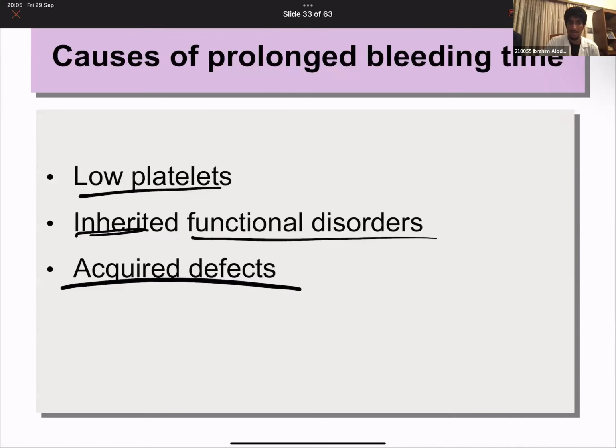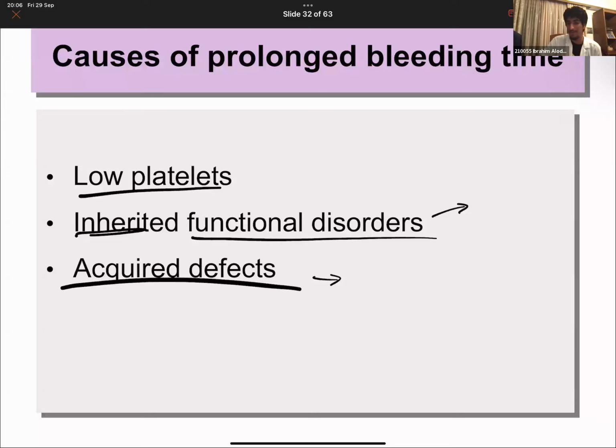I just want to go back because I think this would be a good way to test you guys, but maybe it's a little hard. Can you give me something that would cause an inherited platelet function disorder and something that would cause an acquired platelet function disorder? We talked about one acquired and at least two inherited, so I want one of each. It's hard, I know, but using your brain is what's going to make you remember it on the exam.